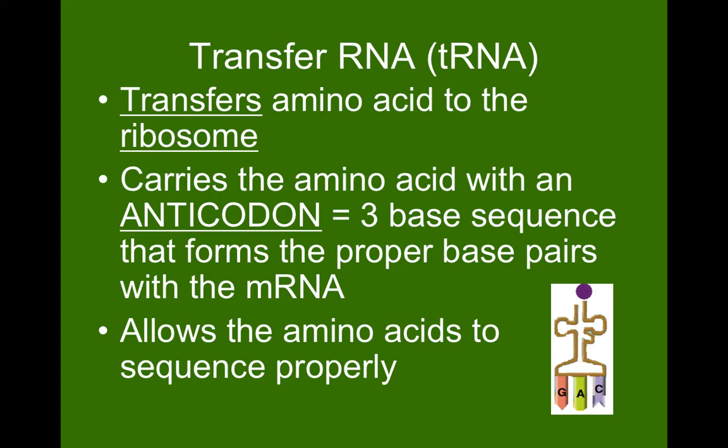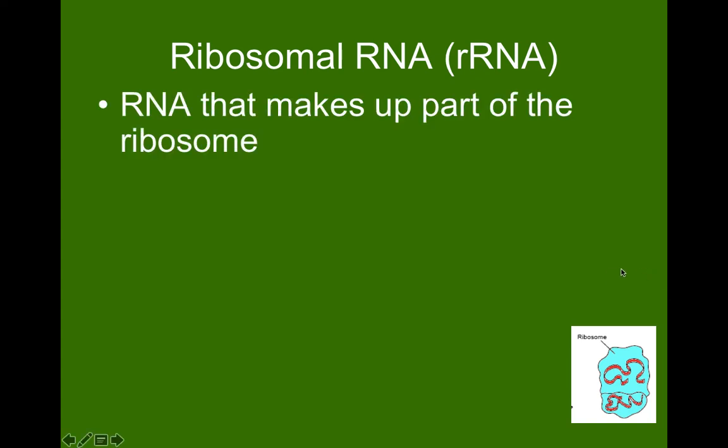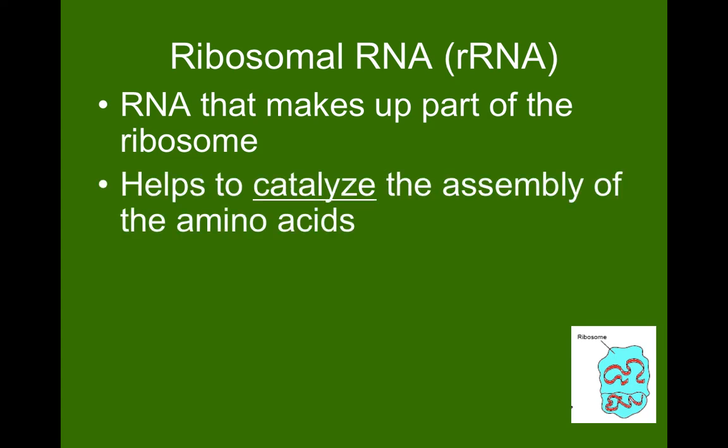The last type of RNA that we have here is what we call ribosomal RNA, or rRNA. This is the RNA that actually makes up parts of the ribosome. So you can see here the ribosome is actually made up of two parts, and embedded inside that as part of that is some RNA. Its job is to help catalyze or speed up the assembly of the amino acids so that we can put together the amino acids very quickly and assemble that protein very, very quickly.